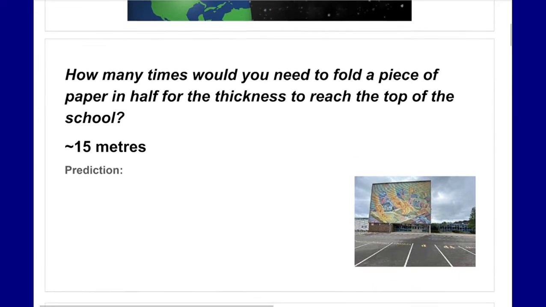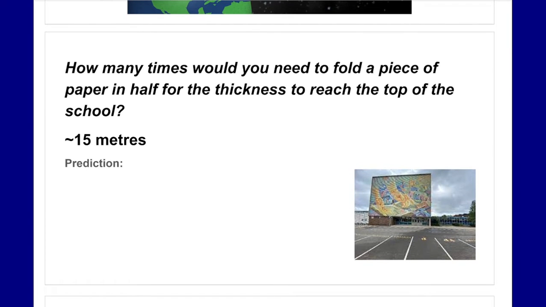What we're going to do is start off with a prediction. How many times would you need to fold a piece of paper in half for the thickness to reach the top of the school? Approximately, assume about 15 meters. So come up with a prediction.